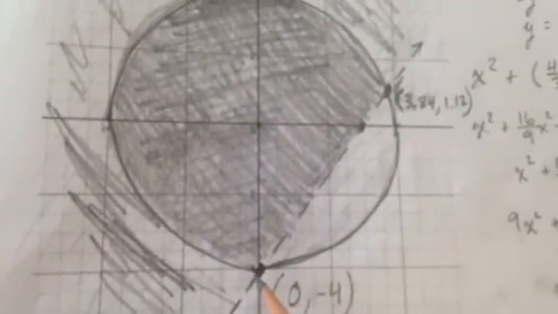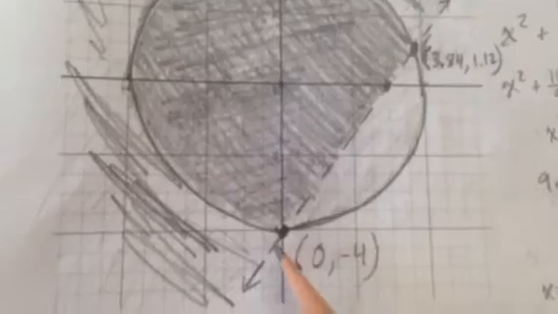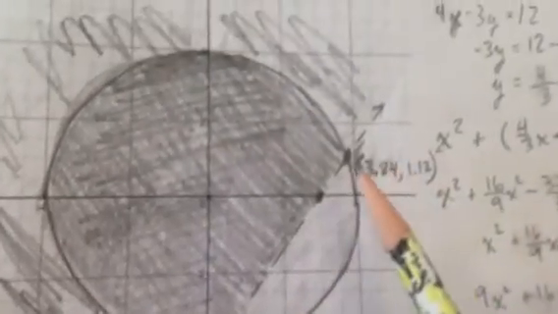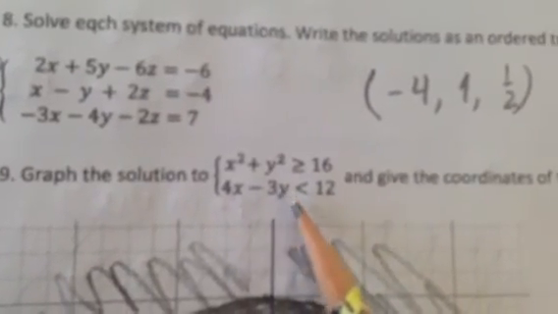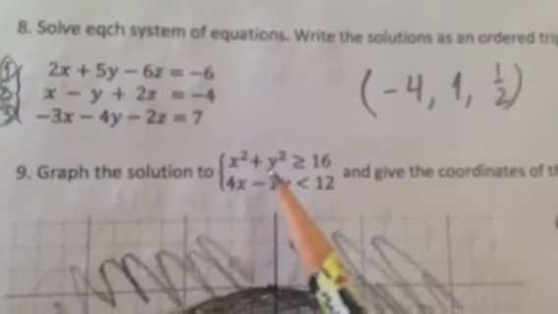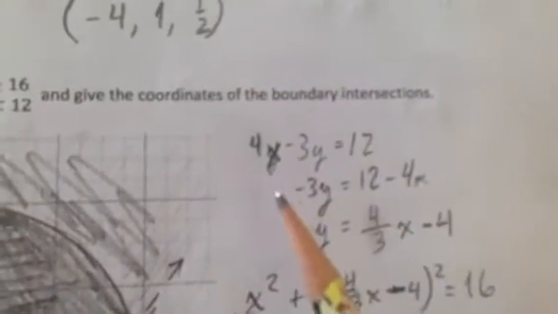To find the intersections of these boundary regions right there, that's pretty easy, 0 and -4. This one over here is quite a bit trickier, though. I have to solve this system of equations. I have to find out where these two things equal each other. So that's a bit of a lengthy process.